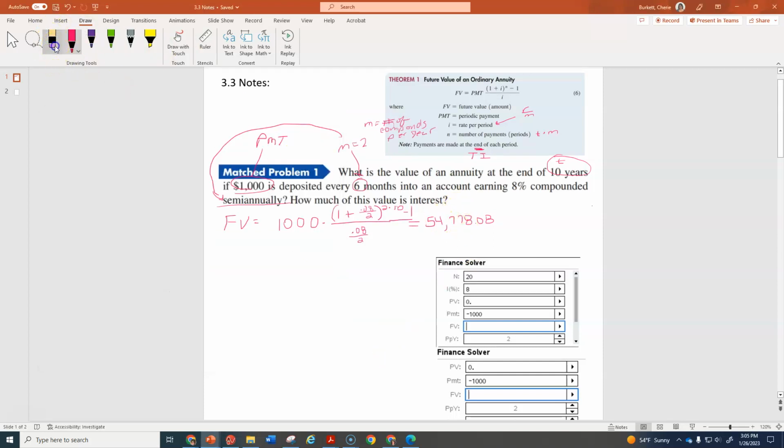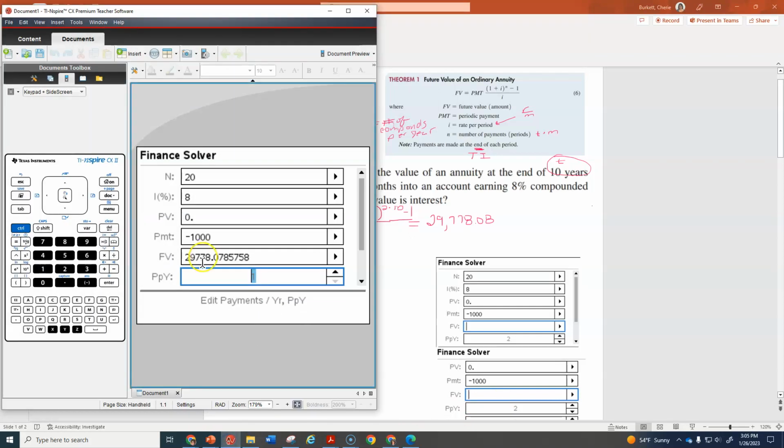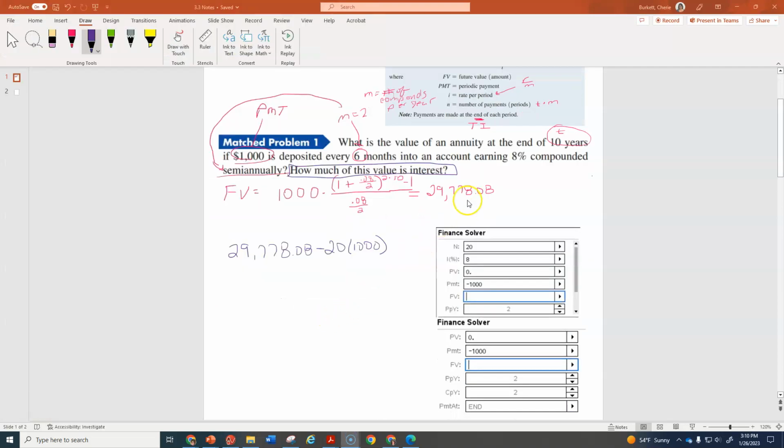29,000. So it goes here. And then that's the same thing that the calculator told me, $29,778.08. Okay, so this dollar amount right here, $29,778.08, that's the value of the annuity at the end of the 10-year period.